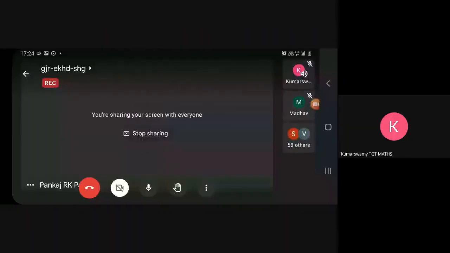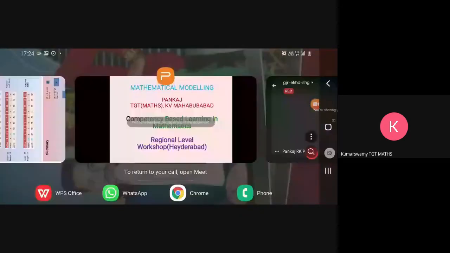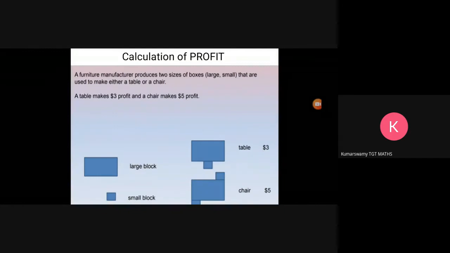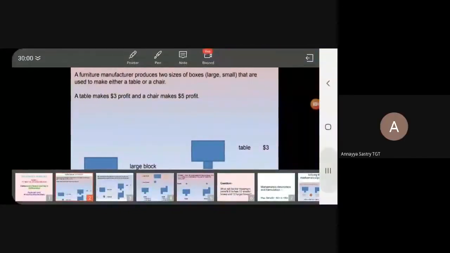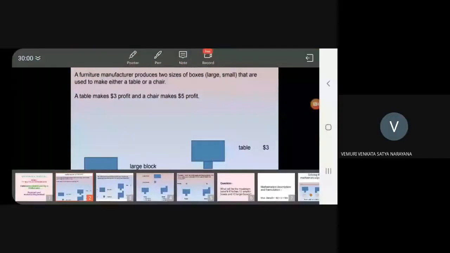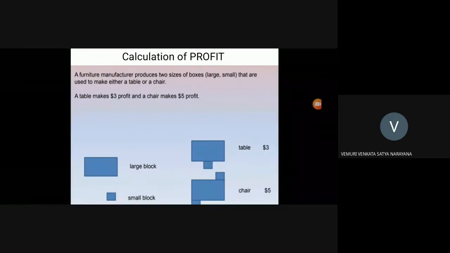I am presenting the mathematical model related to linear expression from class 6 to 8, and in the higher classes it can also be used as linear programming. So I am presenting here a PPT. Am I audible, sir? Yes, sir, please continue. Actually, I am using mobile. So I have taken the activity from daily life, calculation of profit.